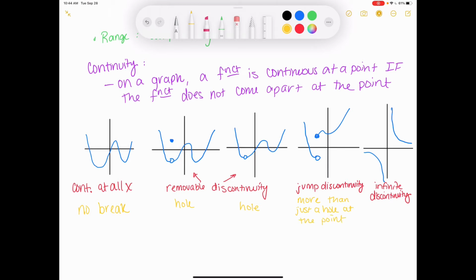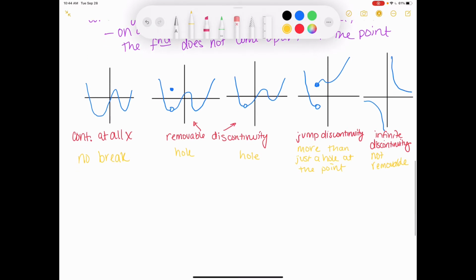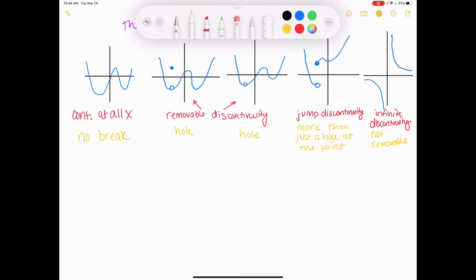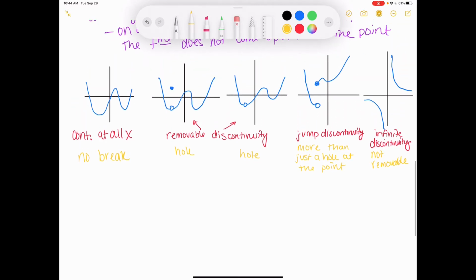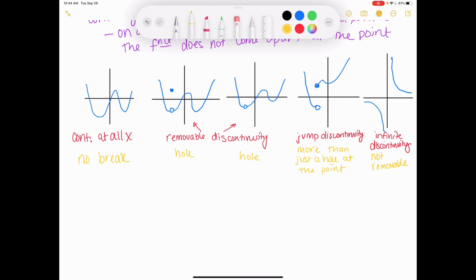Okay, and we do this in relation to the x values, if you're wondering how we decide this. And then lastly, for infinite discontinuity, it is not removable. Okay, so there's no holes, no gaps, nothing. It just, the graphs just do not touch. And you'll notice at 0 there, they don't ever actually cross that y-axis there. Sorry, too far.